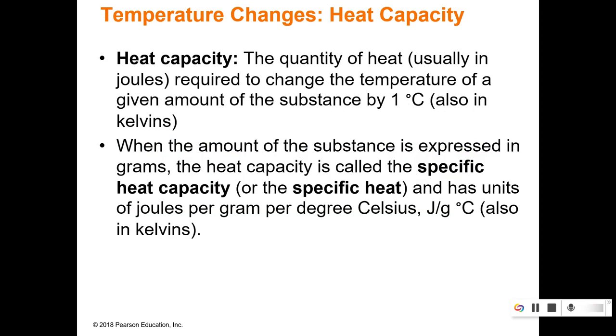Next is heat. So heat capacity is very important. That is the quantity of heat required to change the temperature of a given amount of substance by 1 degree Celsius. And this is per each substance. I do want you to know the units for this will be joules per gram degree Celsius. And then the specific heat capacity, or the specific heat, is just specific to a substance, and it's going to tell you what substance it is.